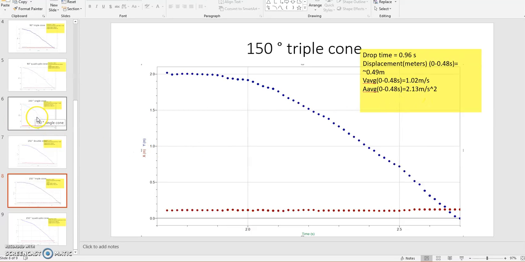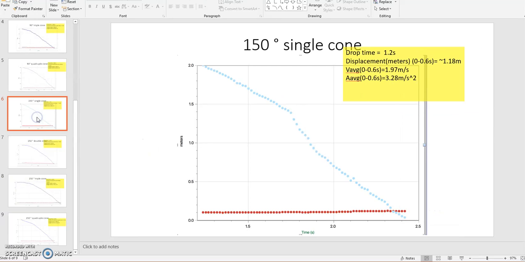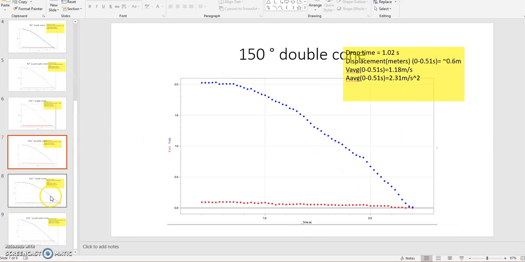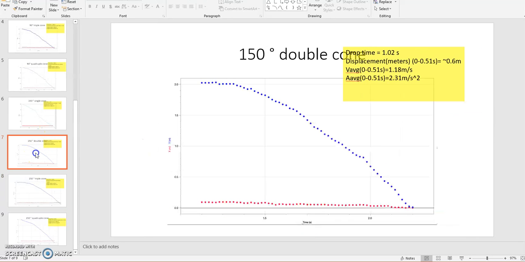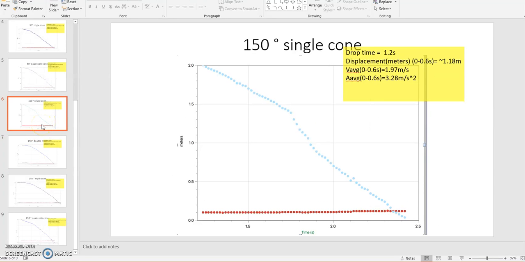Comparing it to the first trial of the 150-degree single cone, both the double cone and the triple cone have slower average velocity and average acceleration than the single cone. This does not line up with our hypothesis that heavier cones would drop faster. This could be due to a lot of lab errors with us setting up the lab, or possibly errors in Logger Pro with the data analysis and how we made our graphs.